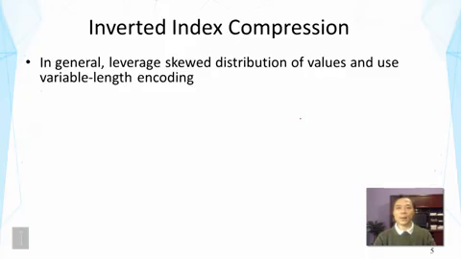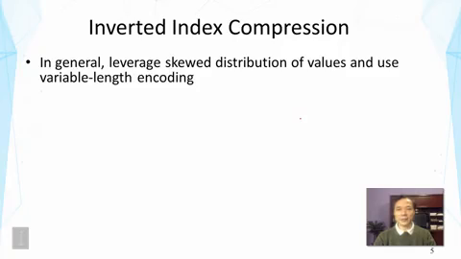Now, we mentioned earlier that because the postings are very large, it's desirable to compress them. So let's now talk a little bit about how we compress the inverted index. Well, the idea of compression in general is to leverage skewed distributions of values. And we generally have to use variable length encoding instead of the fixed length encoding as we use by default in a programming language like C++.